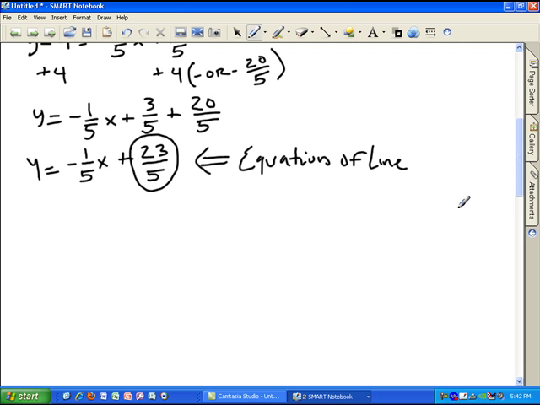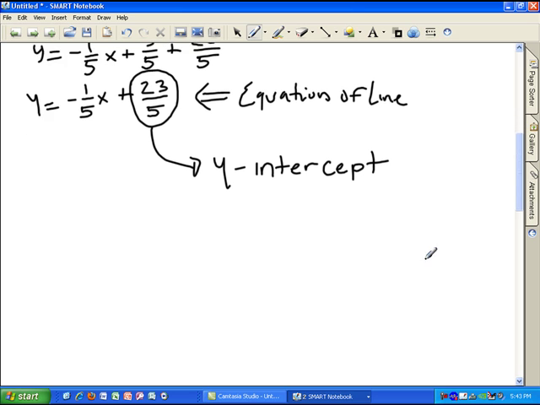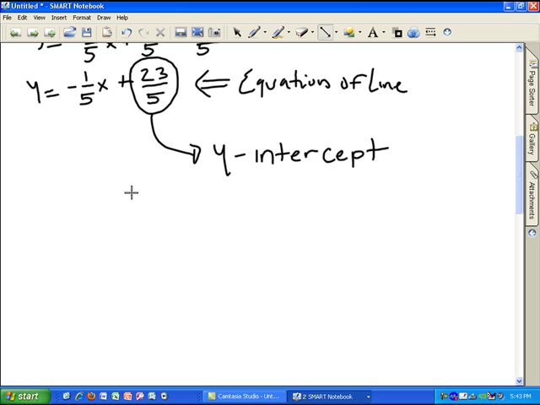Let me just point one more thing out to you. This constant over here that's not connected to y or x, well, that's going to be what's called our y-intercept. I-N-T-E-R-S-E-P-T. Good job, speller. Now, what that means is that is the value at which this line crosses the y-axis. The y-axis is that one that goes up and down. It's vertical.